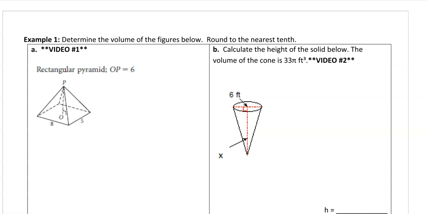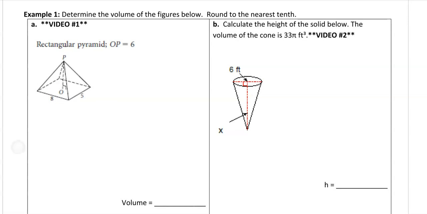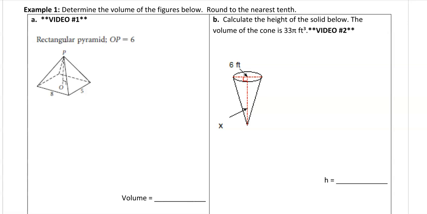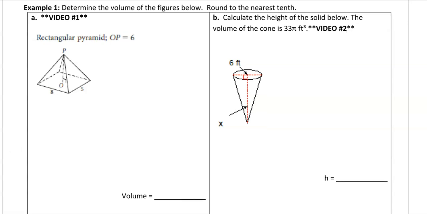So let's take a look at example A. It says determine the volume of the figure below, round to the nearest tenth. We have a rectangular pyramid, so they tell us that the base is a rectangle. So we know that the area of the base, B, is going to be length times width. You could use little b and little h if you like. And we need to find out what this height is. This is the height of the pyramid that we need to find. That's going to be our h.